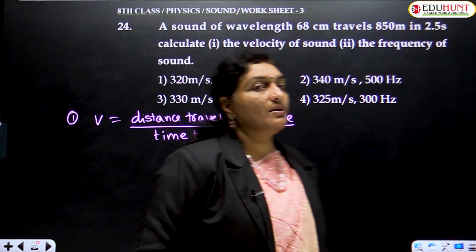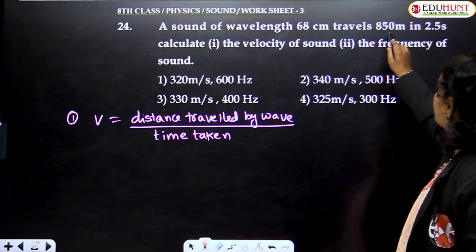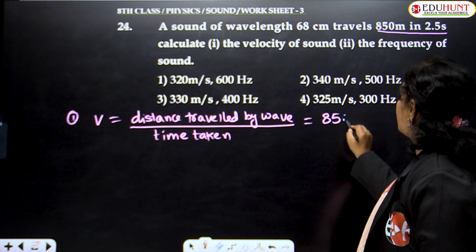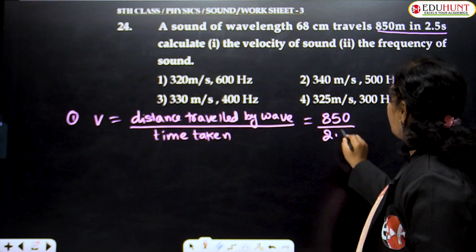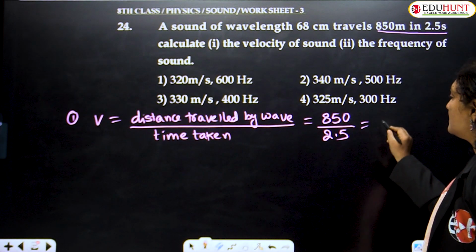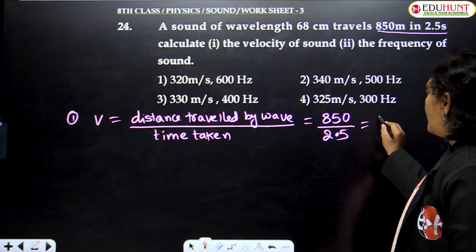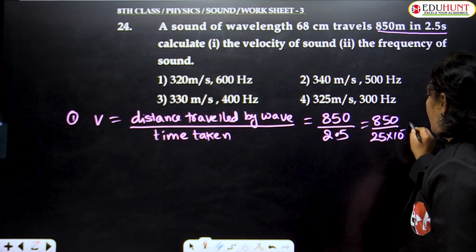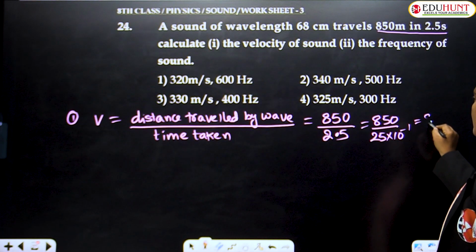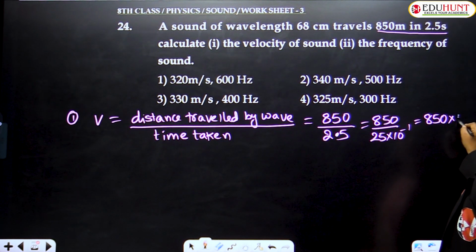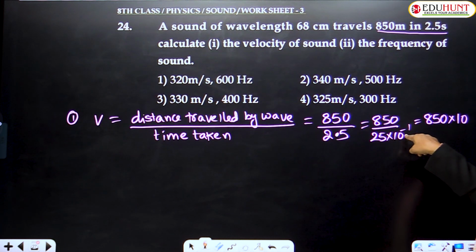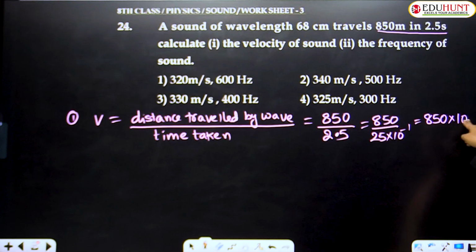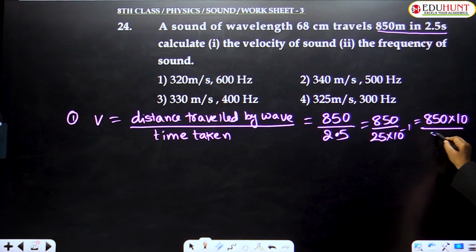How much is the distance traveled by the wave, children? The sound wave travels a distance of 850 meters in 2.5 seconds. So substituting all those values, 850 meters in 2.5 seconds, you can simplify this. 2.5 can be written as 25 into 10 power minus 1, so 850 upon 25 into 10 power minus 1. I removed the decimal and kept it as 10 power minus 1. Taken up, the minus 1 will become plus 1, so 850 into 10 upon 25.